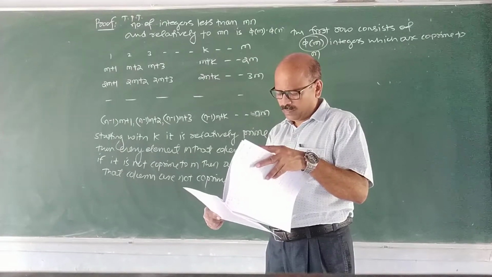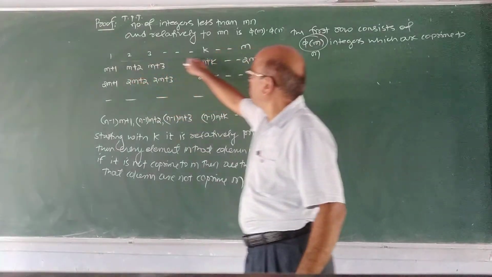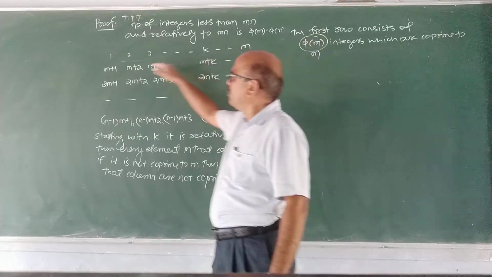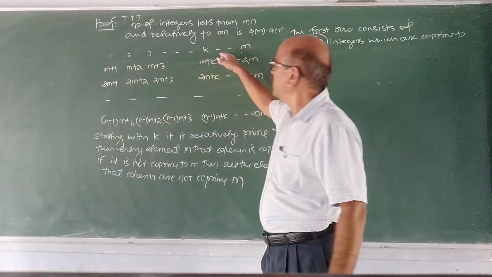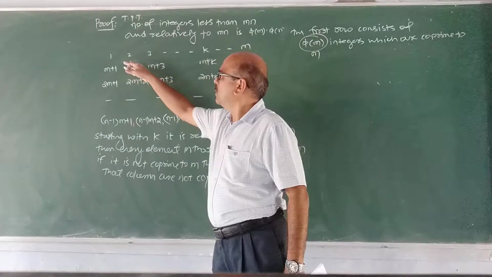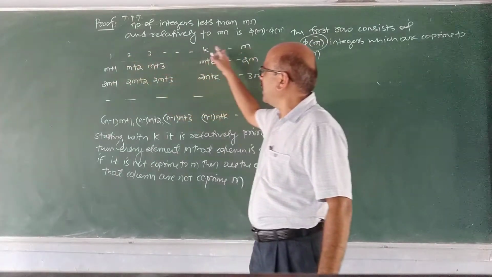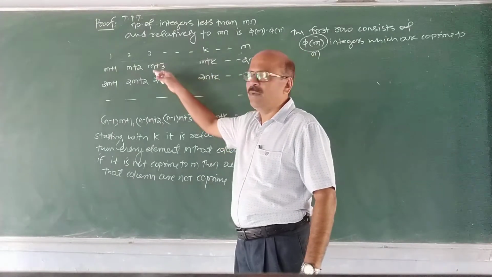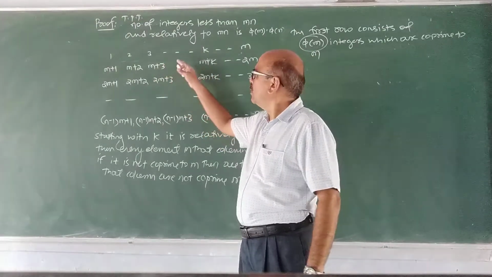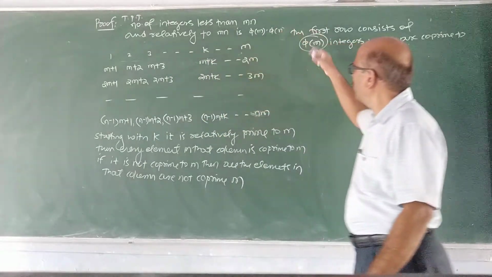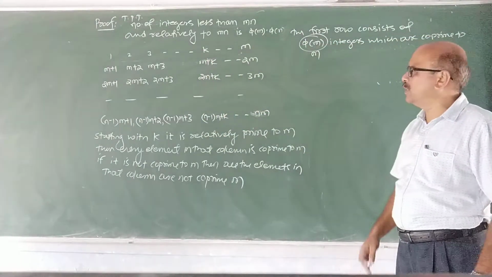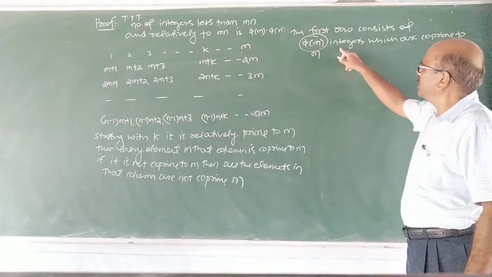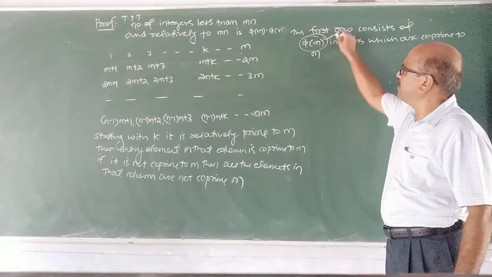Co-prime to 20 are 8. Correct? Yes. Suppose the first row consists of 20 elements, m is 20, then there will be 8 columns which contain the elements which are co-prime to 20. That's the meaning of this. See, we take a general value here. The first row consists of how many integers relatively prime to m? Pi m integers.